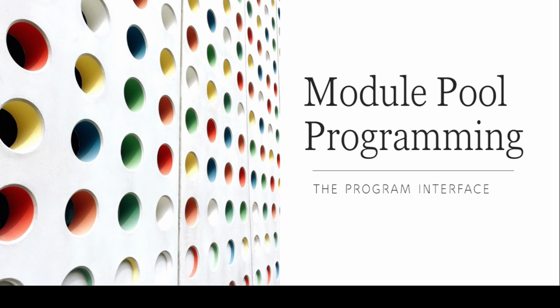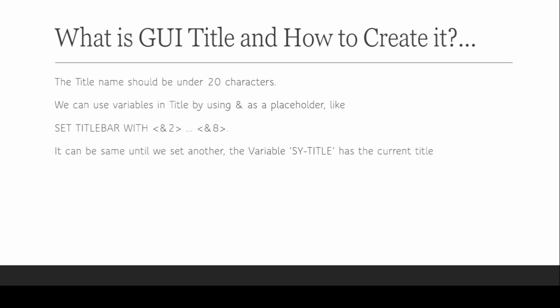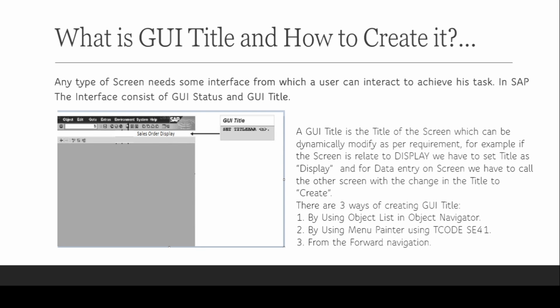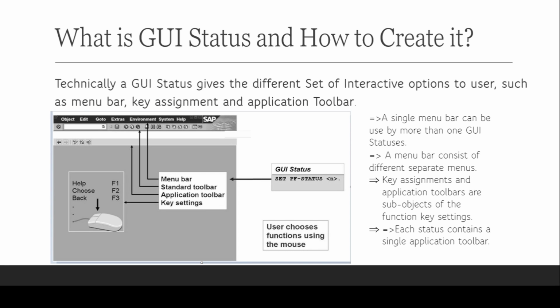We have discussed module pool programming, the program interface in my previous video. We have discussed what is GUI title and what is GUI status, how we can create both of them. And now in this video, we will work live in the system and explore how we can create the GUI status one by one, how we can manage the menu bar, and how we can do something with the function key.